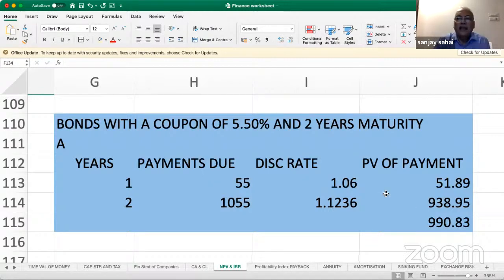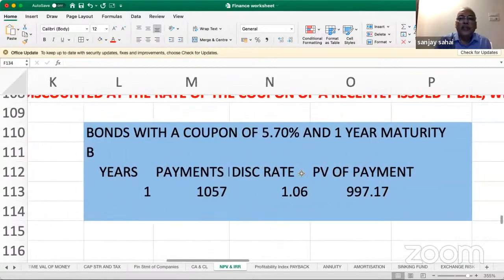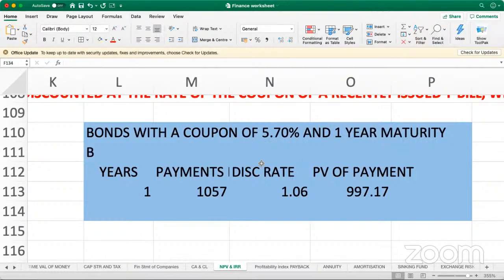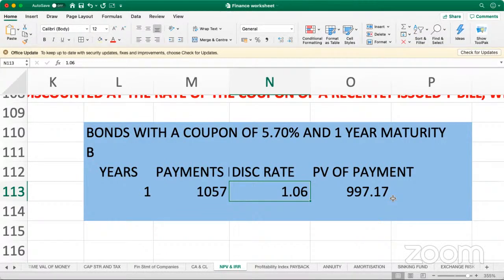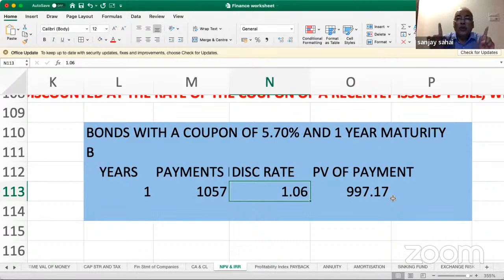Yes, sir. Okay. Now suppose I go to the bond which had 5.7% or a 1 year maturity. In this case, what will happen? You will get 57 plus 1,000 after 1 year. 1,057. You will discount this with 1.06, and you will end up with a present value of 997.17. That means its market price has also come down. It will now be 997.17.